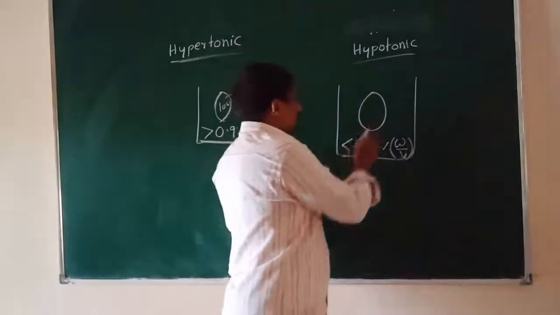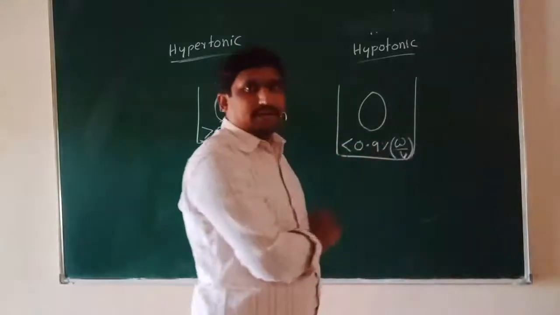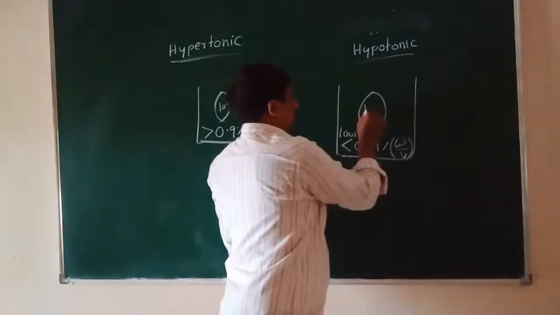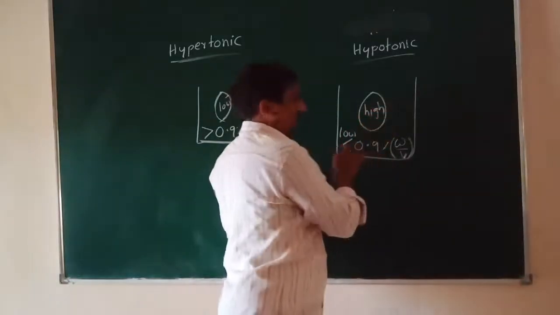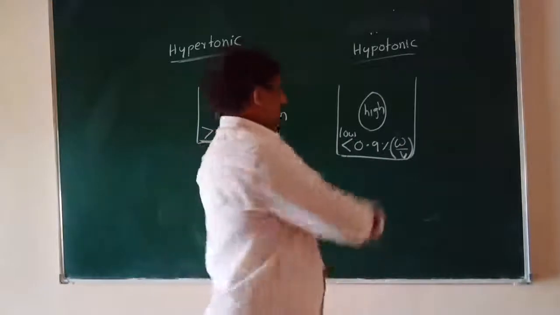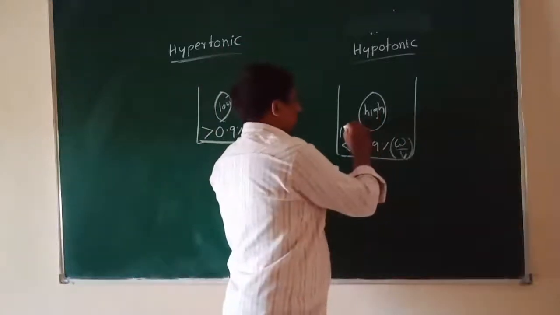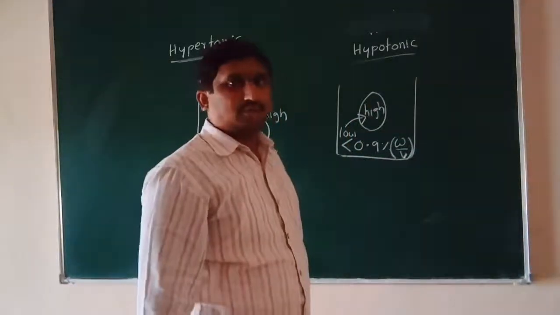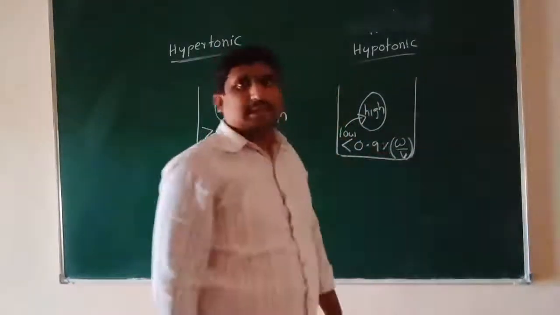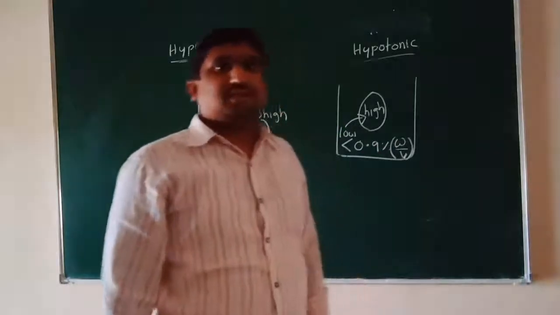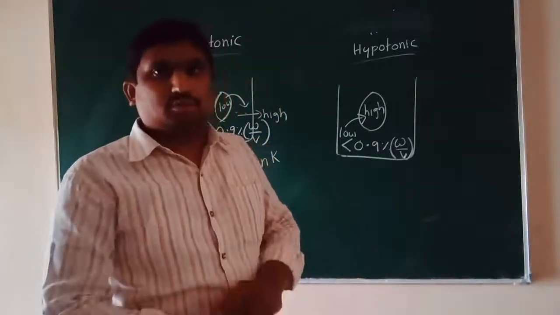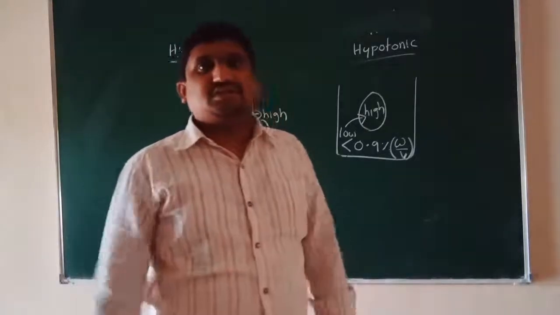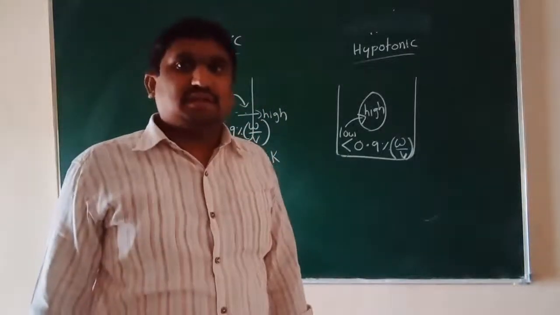Now the outside salt solution is less than 0.9%, so it should be treated as low concentrated, and the blood cell as high concentrated. According to the osmosis principle, the solvent flows from low concentration to high concentration. Hence the size of the blood cell increases, and we call that swelling. A blood cell kept in a hypotonic solution increases in size, which we call swelling.